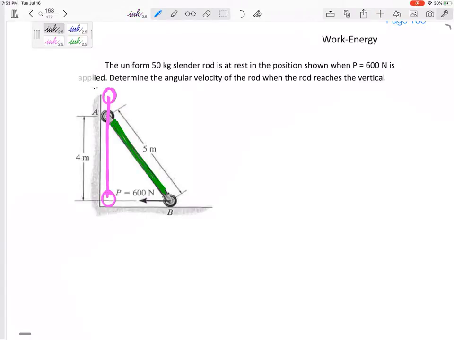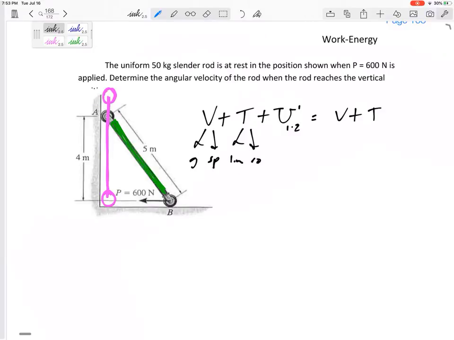All right, let's use conservation of energy, right? Potential plus kinetic plus any non-conserved work equals potential plus kinetic. Potential could be gravity and spring. Kinetic could be linear and rotational. Non-conserved work could be F d cosine theta. I like to go gravity, spring, linear, rotational. And I like to go ahead and write out the whole thing.